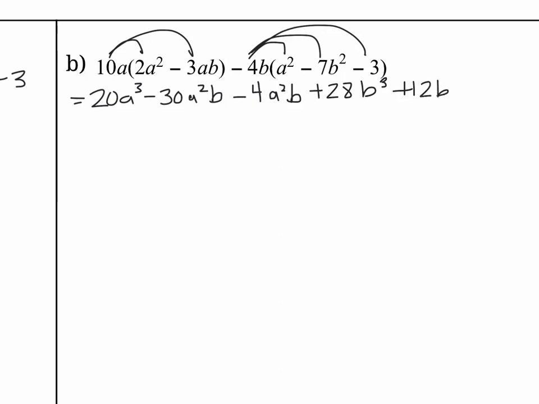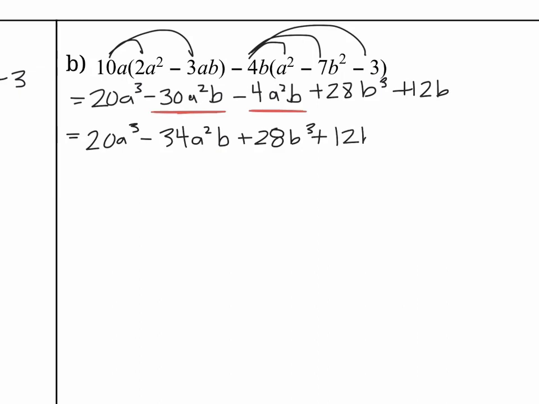Let's look for those like terms. We have our a squared b, and that is it. So let's rewrite this thing as we have 20a to the power of 3, minus 34a squared b, plus 28b cubed, plus 12b.